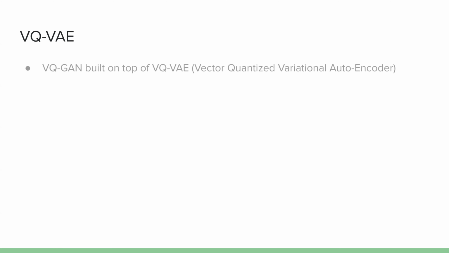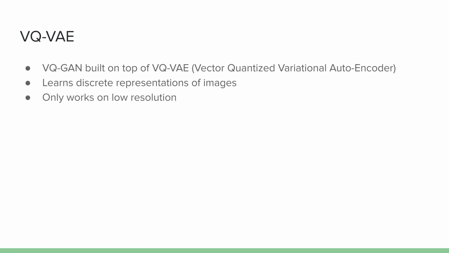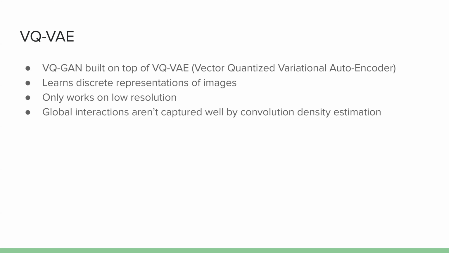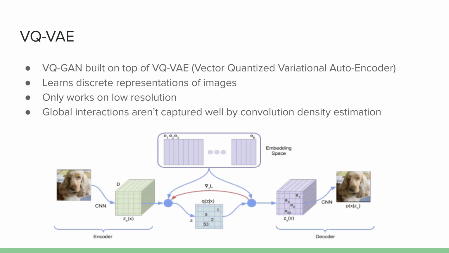So one of these architectures that implements this is VQ-VAE. VQ-GAN is built on top of VQ-VAE, so it's important to understand how VQ-VAE actually works. What it does is learn a discrete representation of the images, and that's the novel thing about it. However, this only works on low resolution data, so it doesn't scale well to high resolution image synthesis. And the global interactions aren't captured well because it uses convolutional density estimation, which only works on local space typically. So there's the encoder on the left, the decoder on the right.